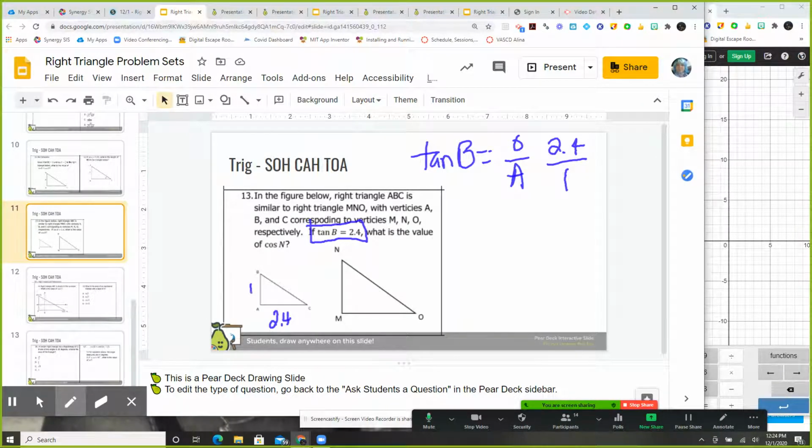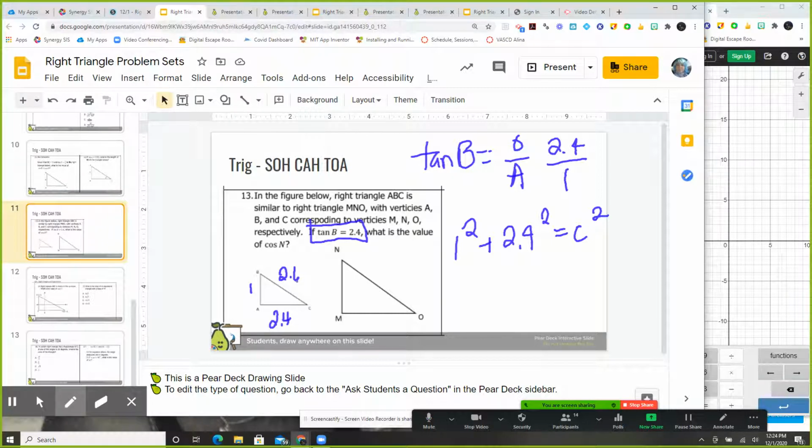can you find the hypotenuse? Okay. So let's do Pythagorean theorem. 2.8, 2.6. That was what my memory said it was.